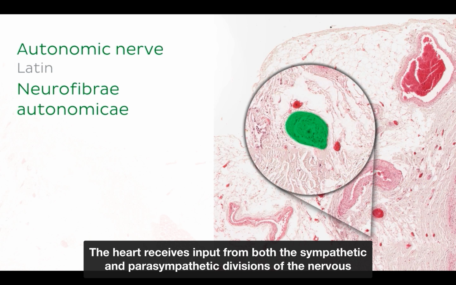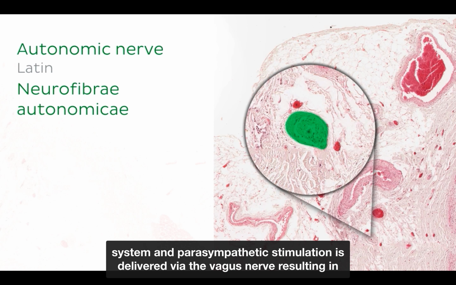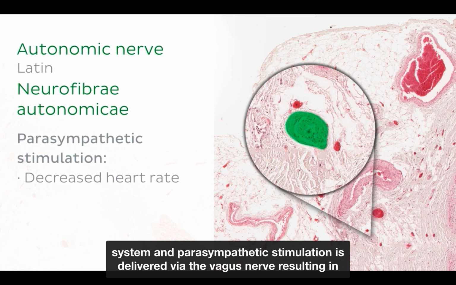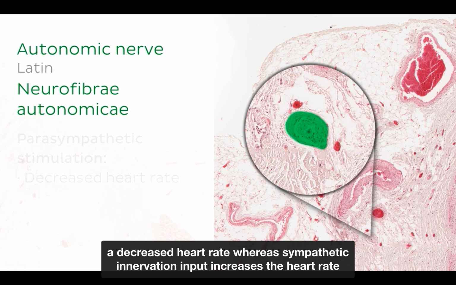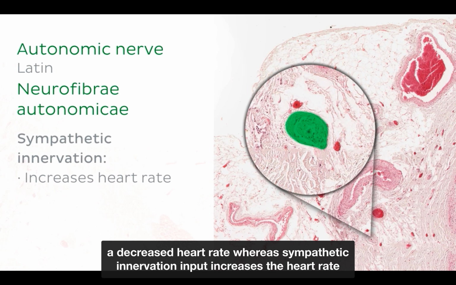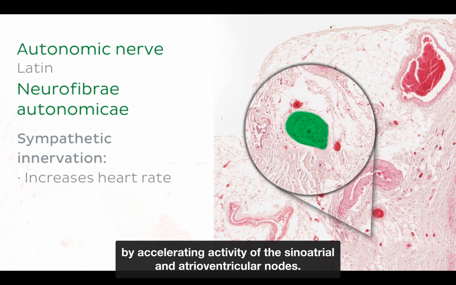The heart receives input from both the sympathetic and parasympathetic divisions of the nervous system, and parasympathetic stimulation is delivered via the vagus nerve, resulting in a decreased heart rate, whereas sympathetic innervation input increases the heartbeat by accelerating activity of the sinoatrial and atrioventricular nodes.